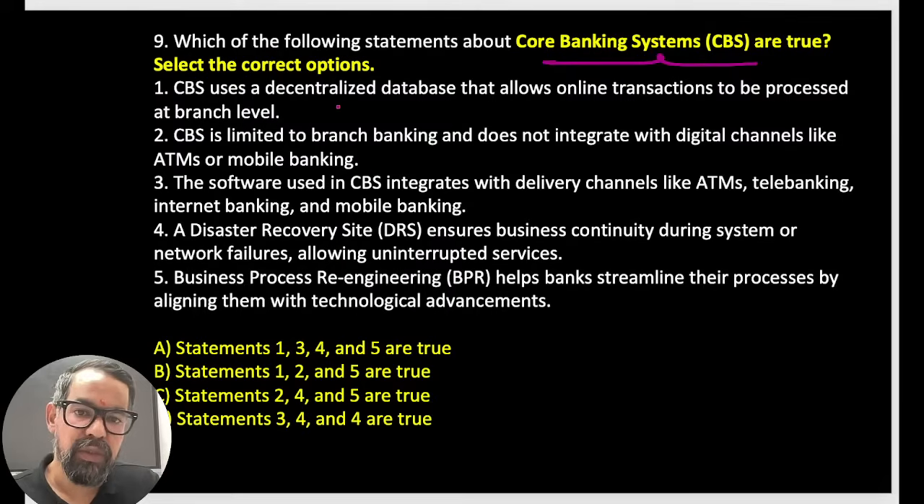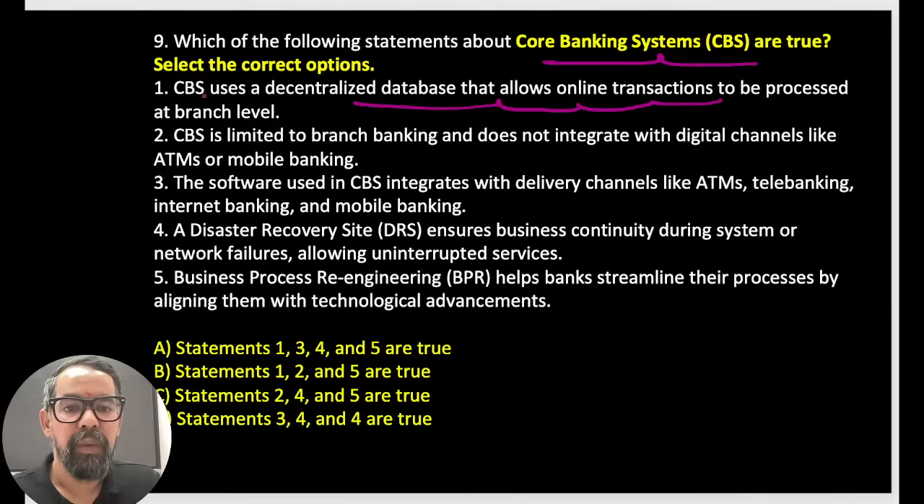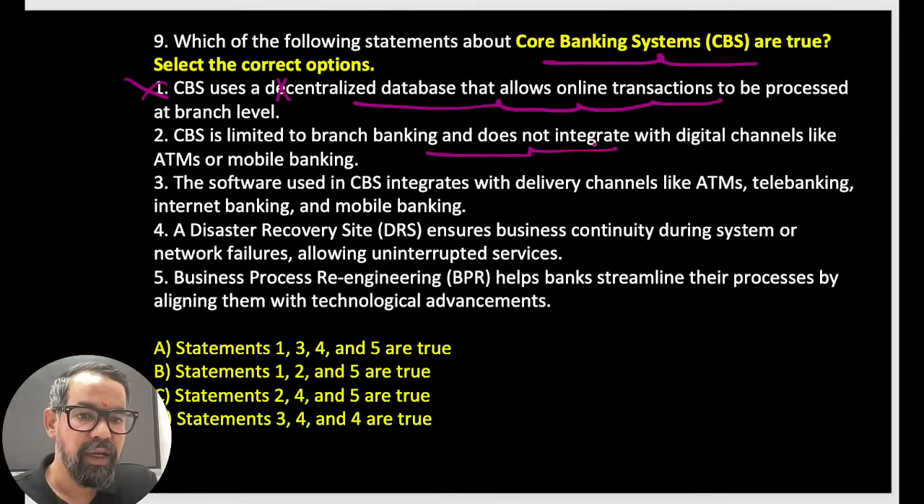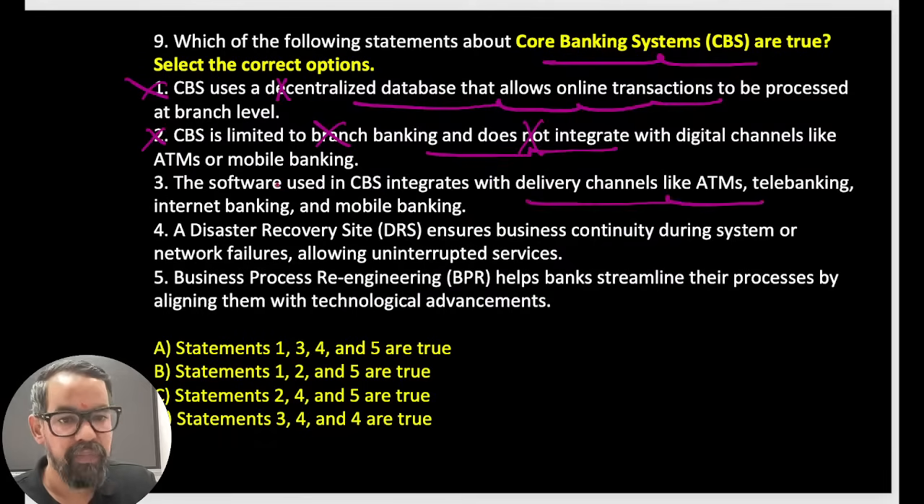CBS uses a decentralized database that allows online transactions to be processed at branch level. No, it is a centralized process, not decentralized, so wrong. CBS is limited to branch banking and does not integrate digital channels. It does. It is not branch level, it is bank level first of all. So this is also wrong. The software used in CBS integrates with the delivery channels like ATM, telebanking, internet banking, mobile banking. Yes.